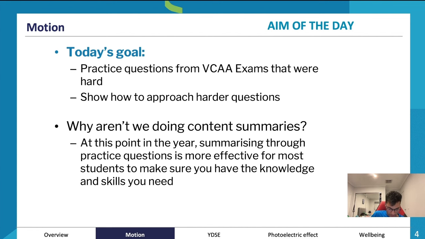Sweet. So the plan for today is we're going to be doing as many VCA questions as we possibly can, and we really want to be focusing on the harder questions, so we know what to expect and we can see where students are making a lot of mistakes. What I'm not going to be doing is going through whole content summaries because by this time it's expected that you know a lot of the content. If you don't, I highly recommend that you go through your notes, go through your textbook, and just quickly revise what you've done, and hopefully that gives you a better understanding of the topics.